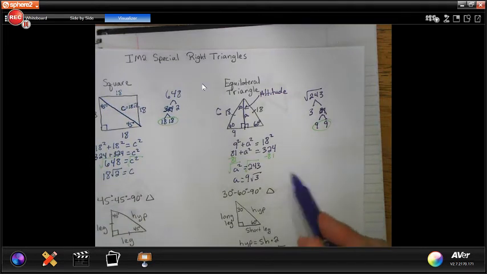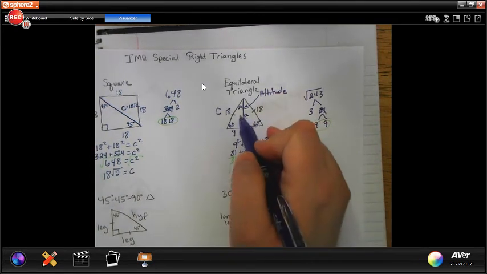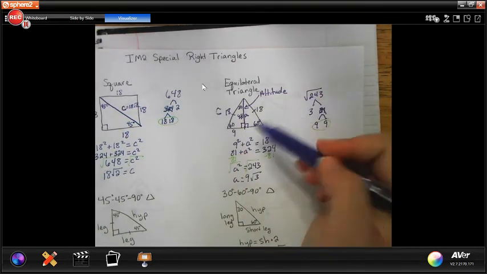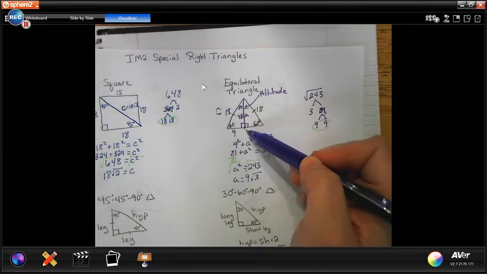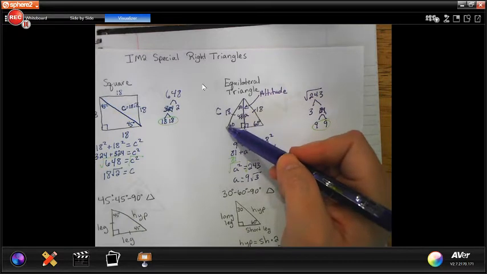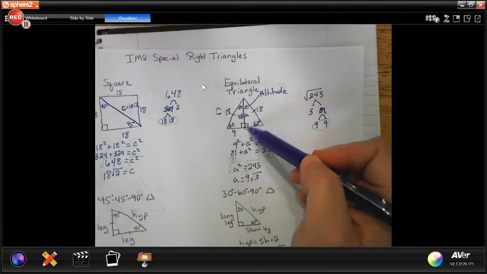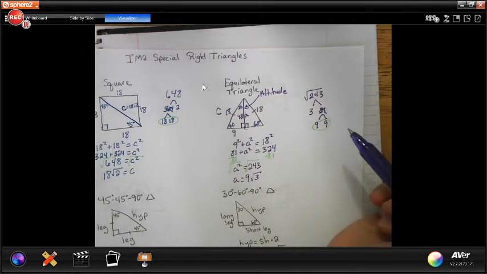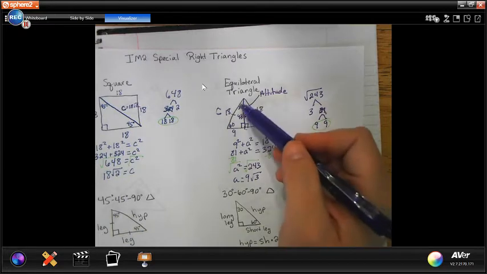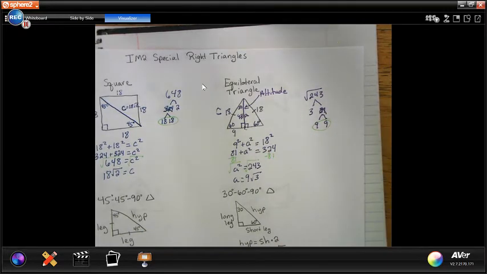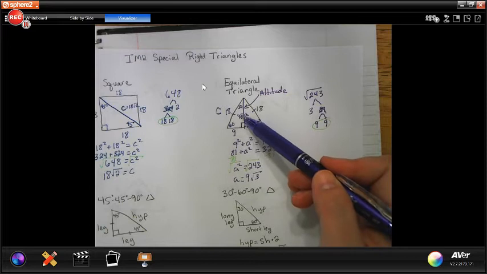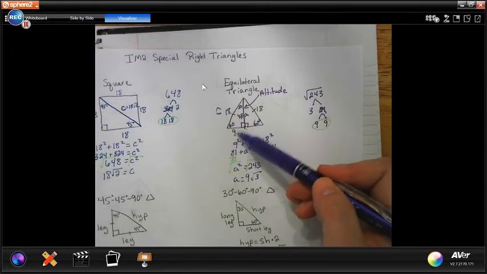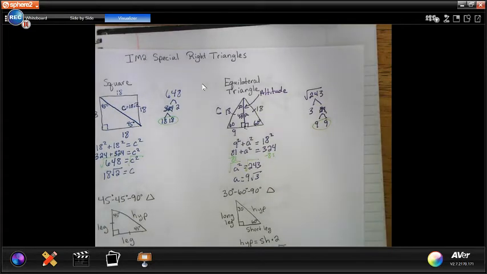So if you notice, a being 9 radical 3, this leg here is the same as this part of the base. So whatever your hypotenuse is, half of that is with the radical 3 for that. So there's a pattern there, and if we had done this in class, everybody would have gotten a different number, but everybody would have gotten that this is half of that, and that this one is the same with the radical 3. Okay.